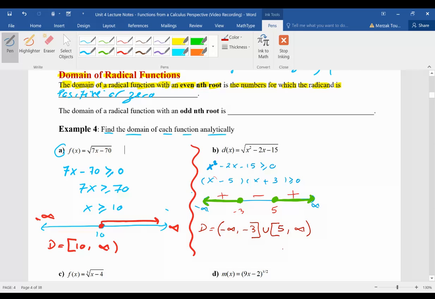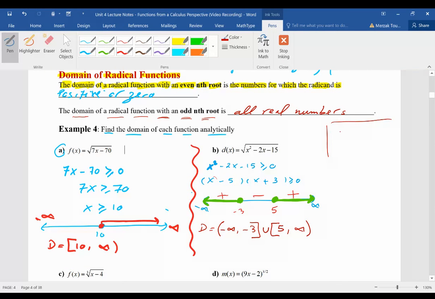Now, before we do example 4c, we want to go over the concept first, the concept of the domain of a radical function with an odd nth root. So the domain of a radical function with an odd nth root is all real numbers. Well, the reason why, I'll give you a couple of examples.